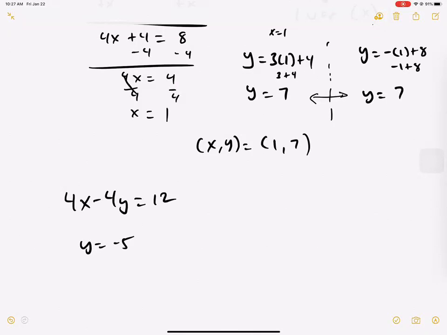Okay, so we're going to use substitution here. And I'm going to say solve here.